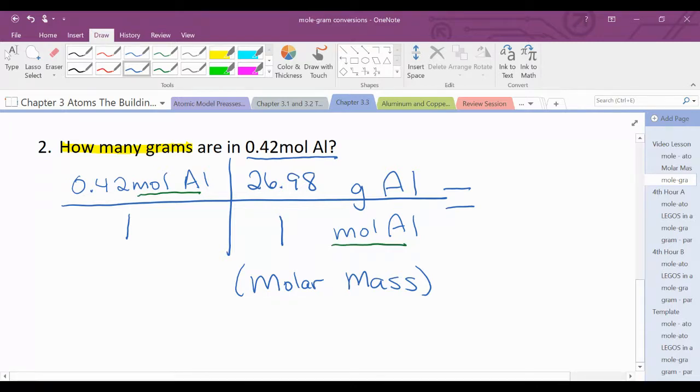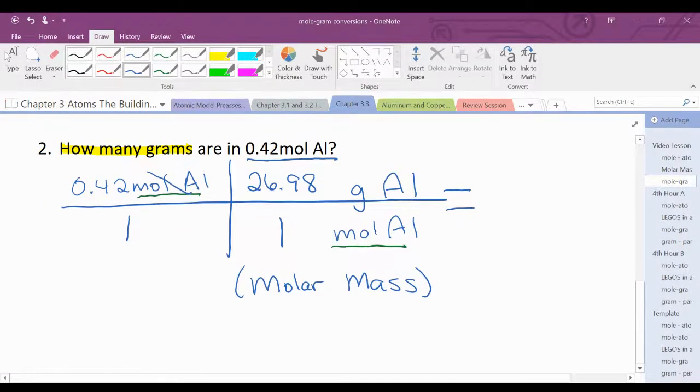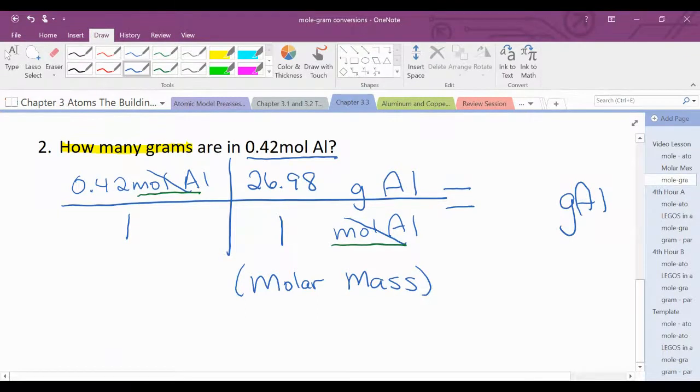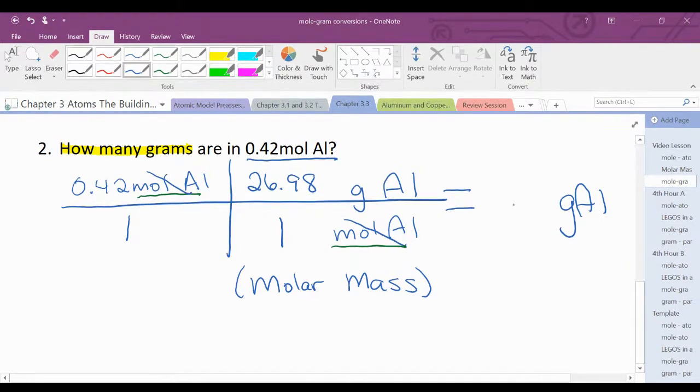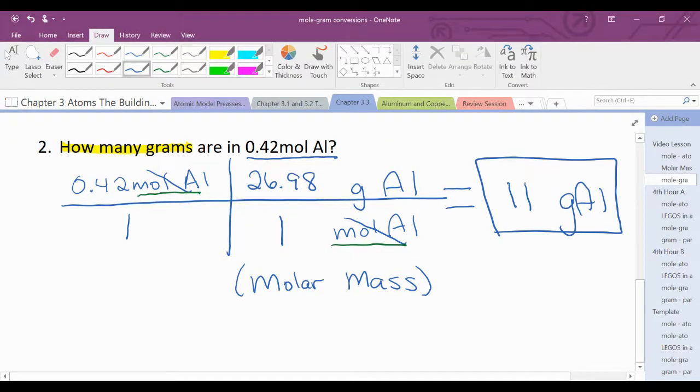So when I do this, these units cancel. So I'm left with the units I want, which are grams of aluminum. I have 2 sig figs. I have 4 sig figs, so my answer should have 2 sig figs. So it's 11 grams of aluminum. And that should make sense because we have less than a mole of aluminum, so we should have less than 26.98 grams. We have a little less than half a mole, so this number should be less than half of the mass of aluminum.